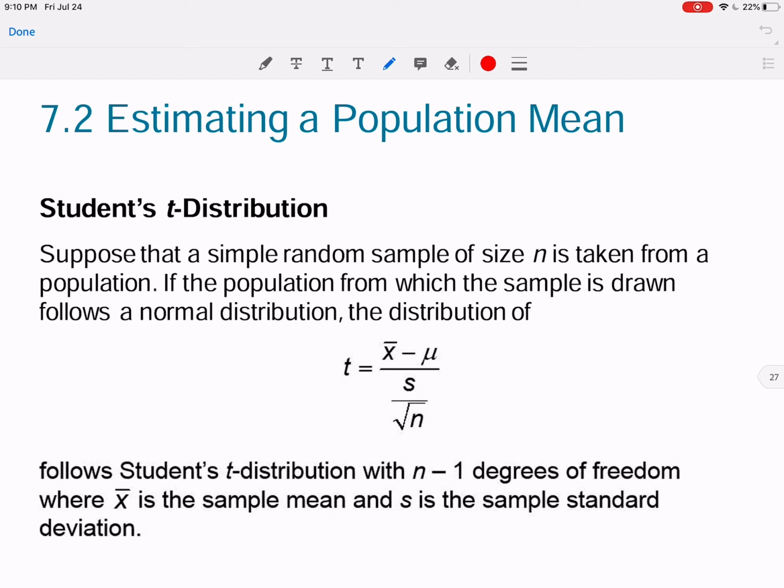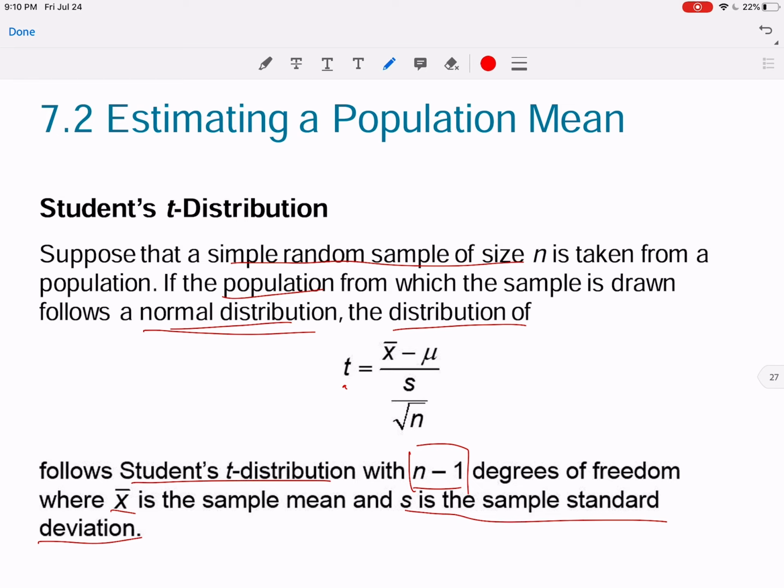Once this is clear, let's take a look at this t-distribution here. Suppose that a random sample of size n is taken from the population. If the population from which the sample is drawn follows normal distribution, and t is equal to x bar minus mu all over s over square root of n, it follows Student's t-distribution with n minus 1 degrees of freedom, where x bar is the sample mean and the little s is sample standard deviation.